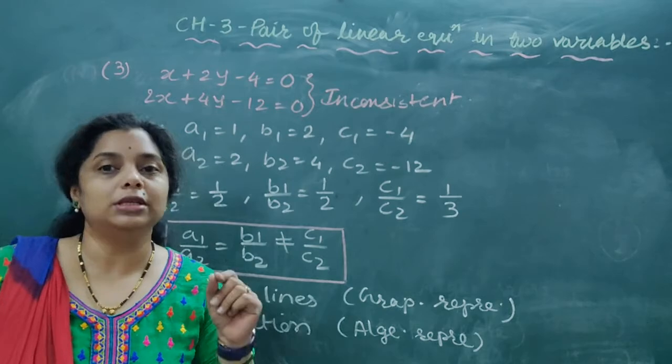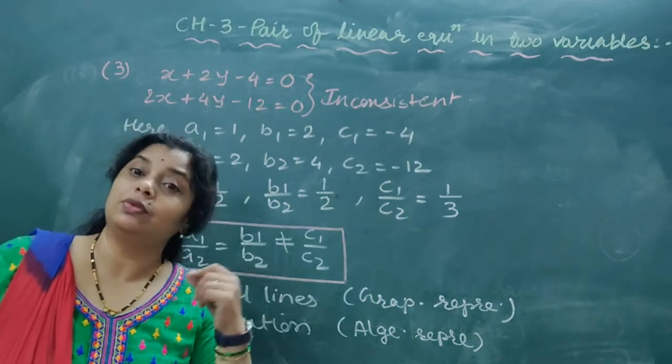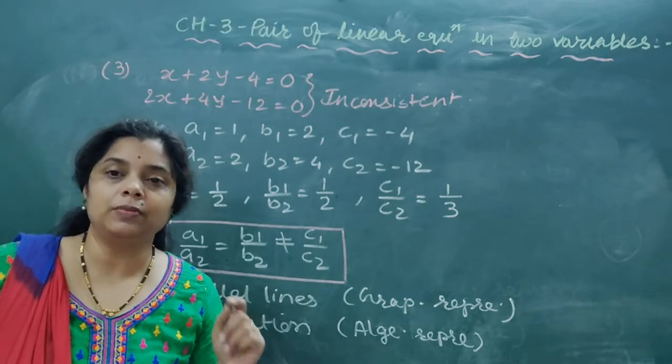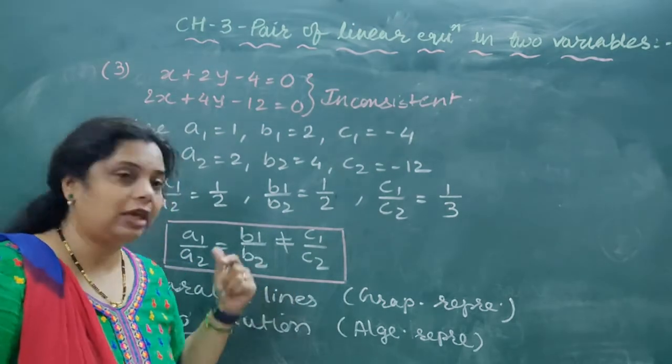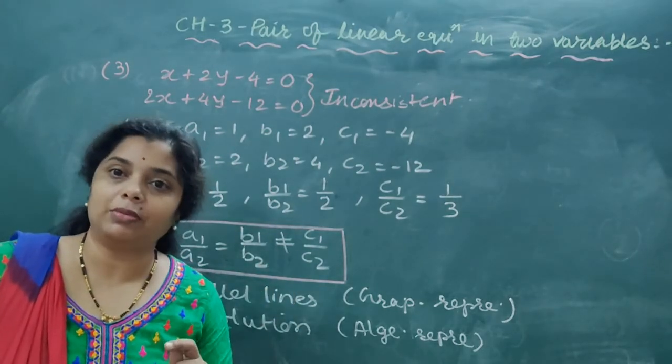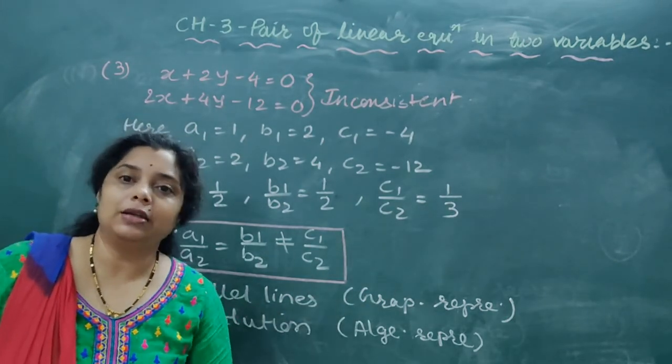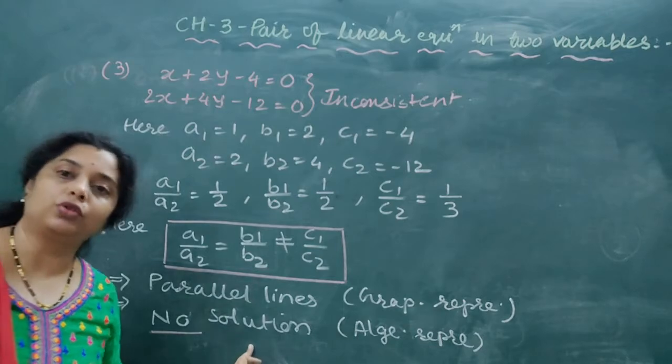If A1 by A2 is equal to B1 by B2 is equal to C1 by C2, then it has infinitely many solutions. Third one, A1 by A2 is equal to B1 by B2, but it is not equal to C1 by C2, then it doesn't have any solution.